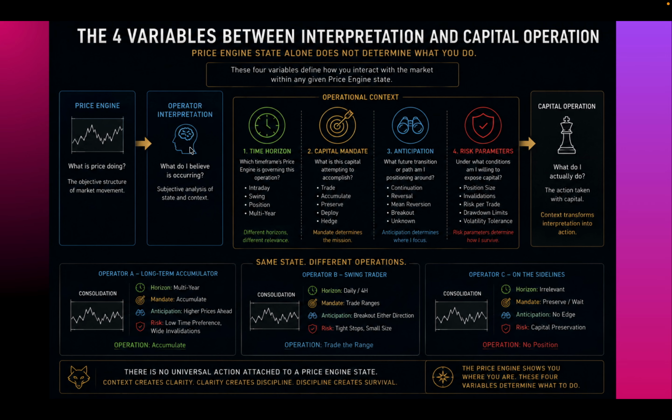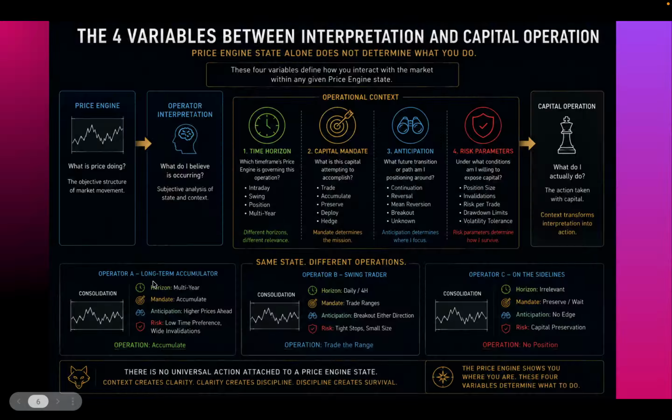In between the interpretation of the trade and the actual investing, we essentially get a lay of the land in terms of time horizon, capital mandate, anticipation, and risk parameters. Ultimately, there is no universal action attached to a price engine state. Just because the market is consolidating, that doesn't mean that we do a specific thing, right?